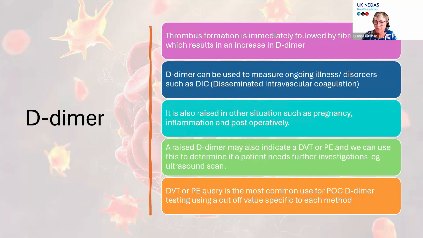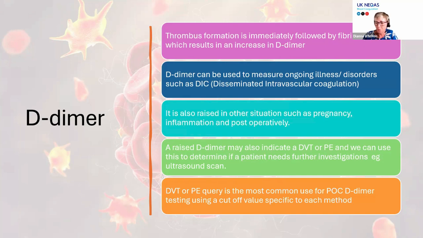I'm going to move on to D-dimer now. So D-dimer is something that we test. It immediately follows fibrinolysis. It can be used to measure ongoing illnesses such as DIC. But unfortunately, it's also raised in other areas such as pregnancy, inflammation, and post-operatively.